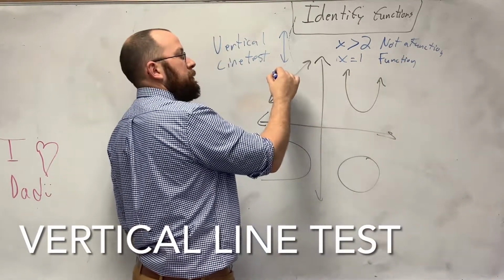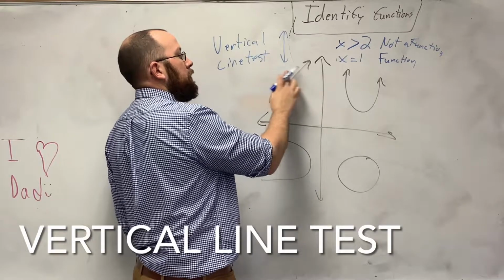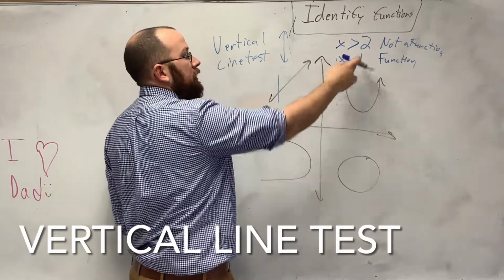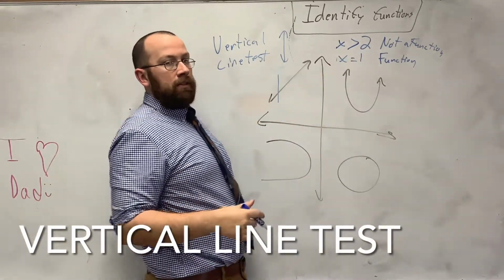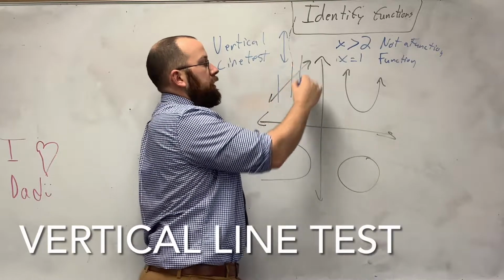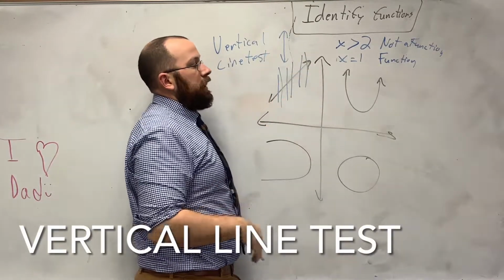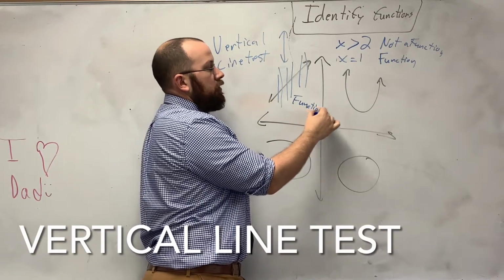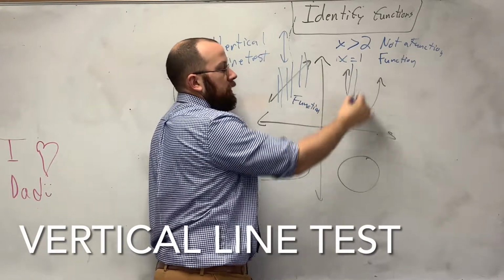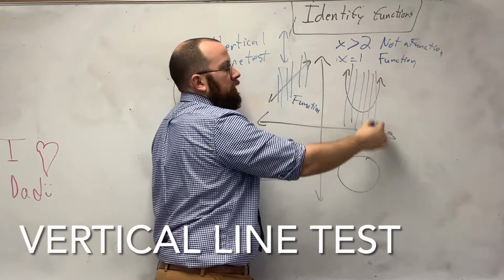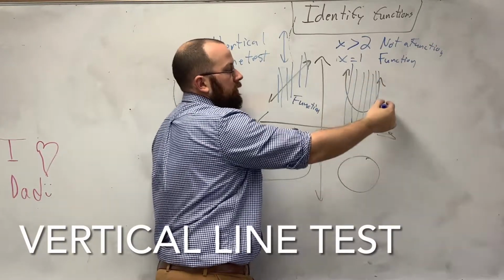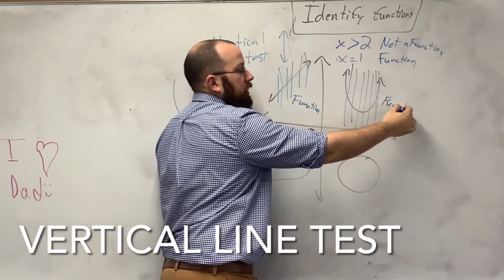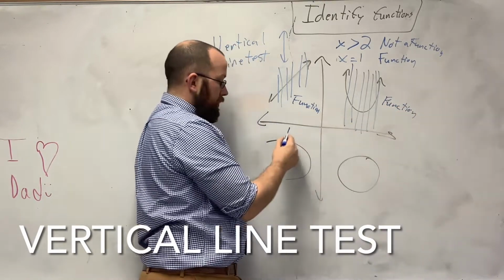I'm going to start with this one. And look at that. I drew a line through it. How many places did it hit? 1. It's a function. It's that easy. You can draw it here, here, here, here, here. It's only going to hit one spot, so this is a function. You're just drawing to see if it can hit 2. Only one spot. That's a function.